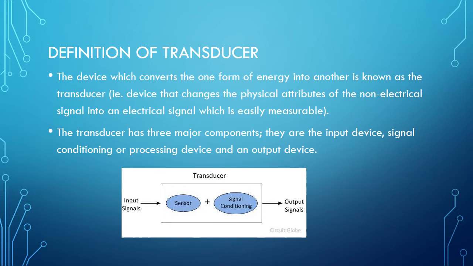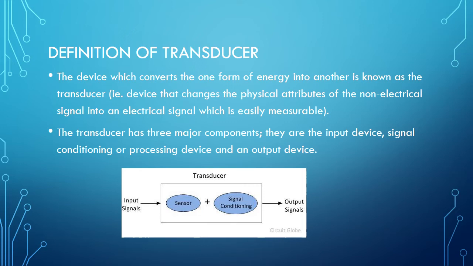Now let's see what transducers are. The transducers are the devices which convert one form of energy into another. That is, the device that can change the physical attributes of the non-electrical signal into an electrical signal which is easily measurable.